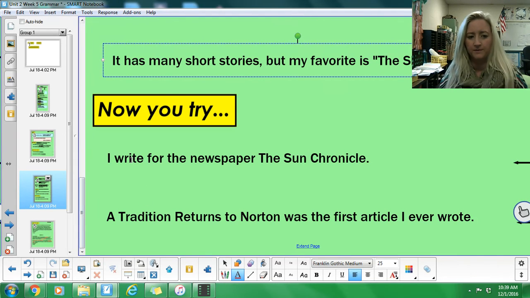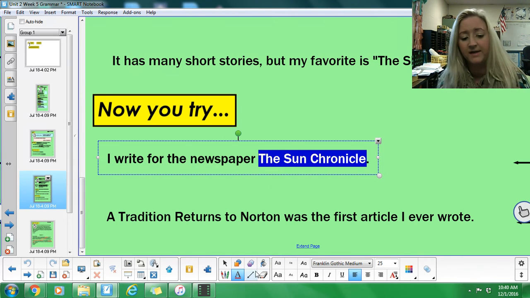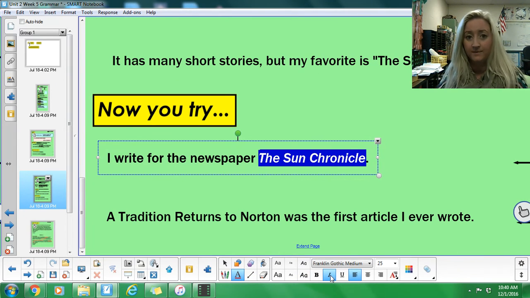So let's try a couple more. I write for the newspaper, the Sun Chronicle. Okay, think in your head. Do you think Sun Chronicle should be italics or underlined? Okay, and then watch what I do. Or should it have quotation marks, I should add. This one would be an underline or an italics because it's the actual name of the newspaper. If it was just an article, that's when it gets quotation marks.